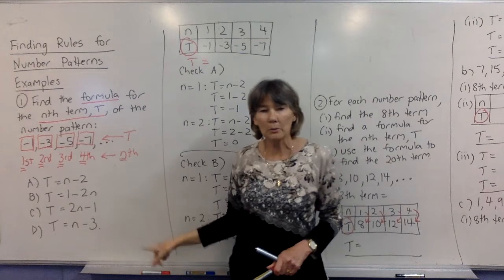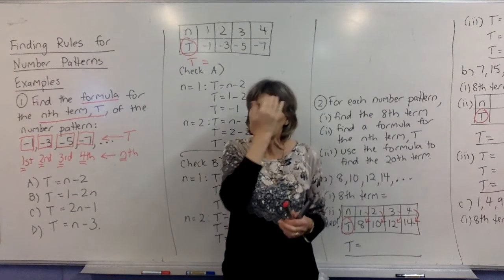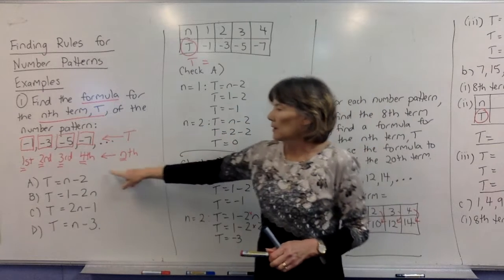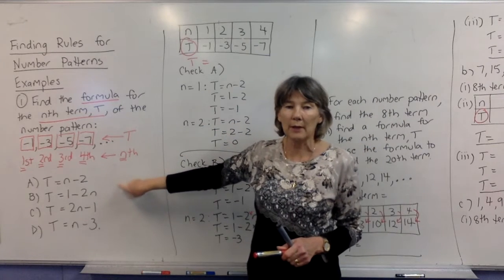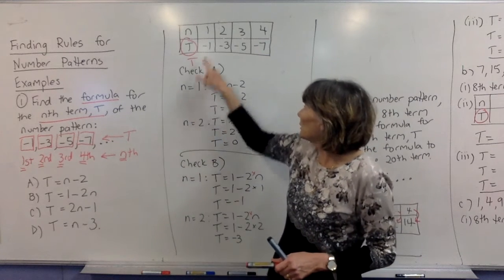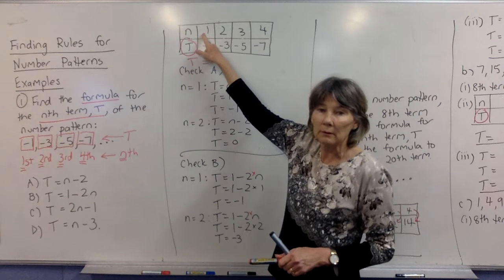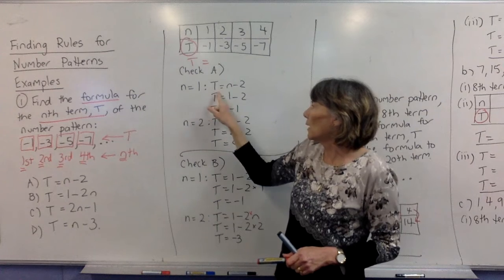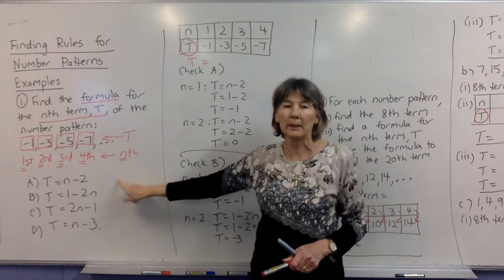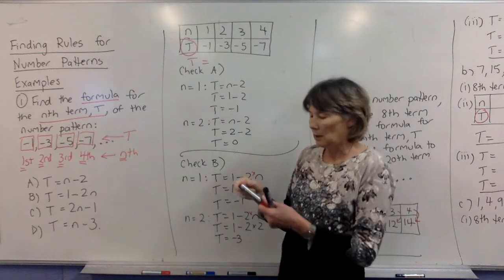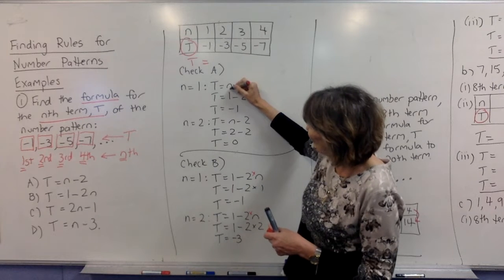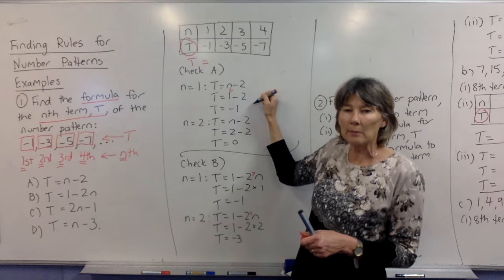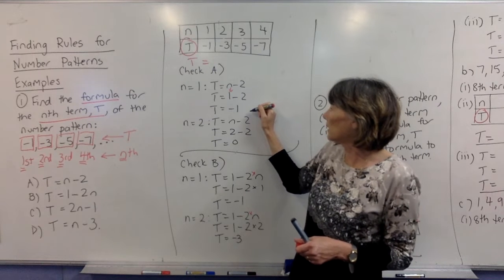Now because this is multiple choice, we're going to just check the answers and see which one works. So if we check A, we're checking t equals n-2 to see if that's correct. So if we take n equals 1, the first n value in the box up here, write the formula down that we think it might be, t equals n-2, and sub in 1 for n in your formula. Then work out 1 - 2 on your calculator and you'll get -1.